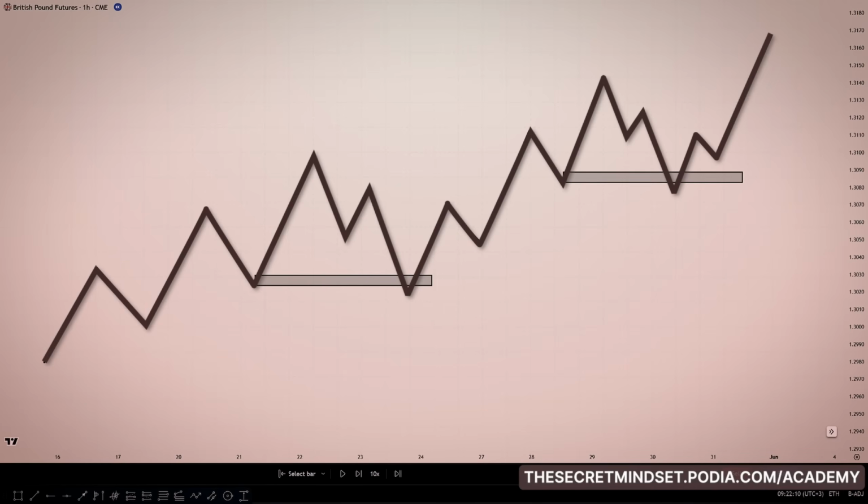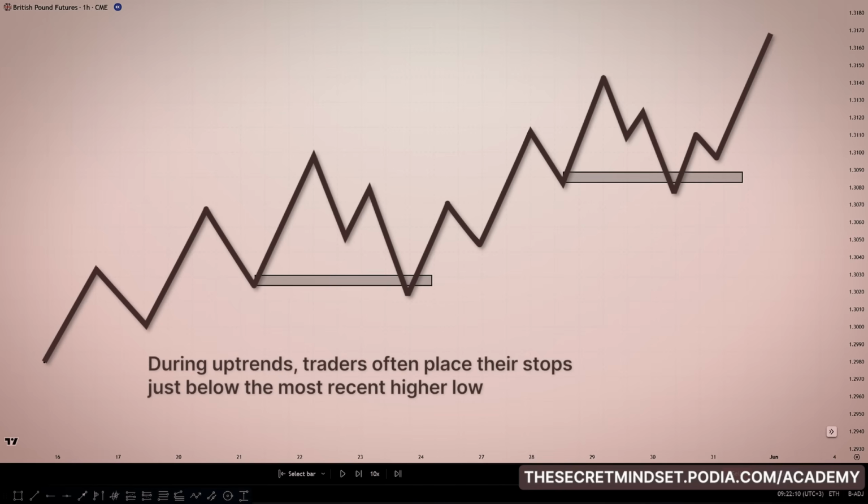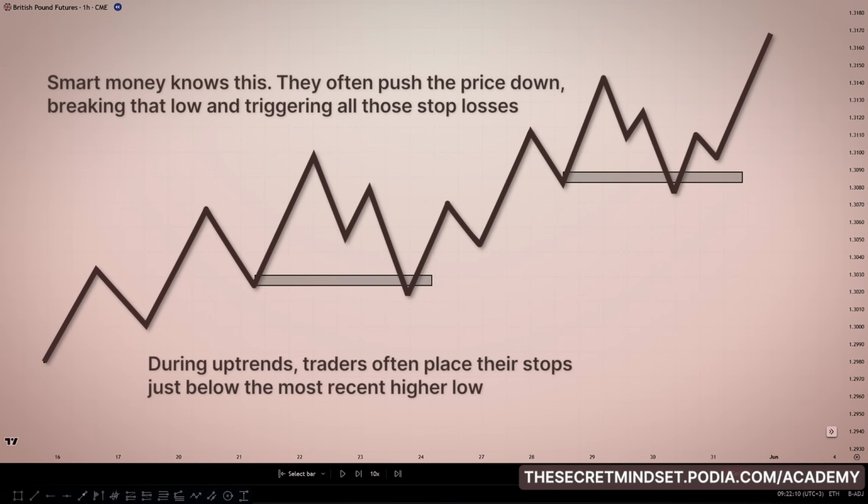Let's say we have a strong uptrend with a series of higher highs and higher lows. Traders often jump on these trends, placing their stops just below the most recent low. And smart money knows this. They often push the price down, breaking that low and triggering all those stop losses.